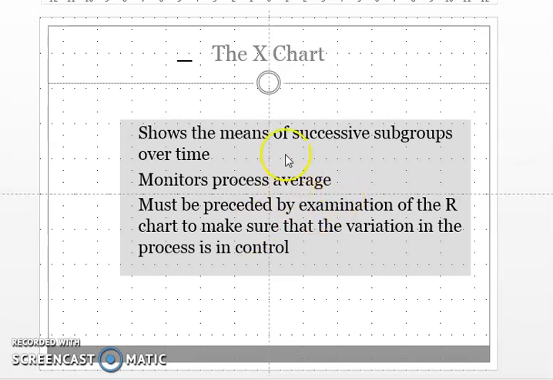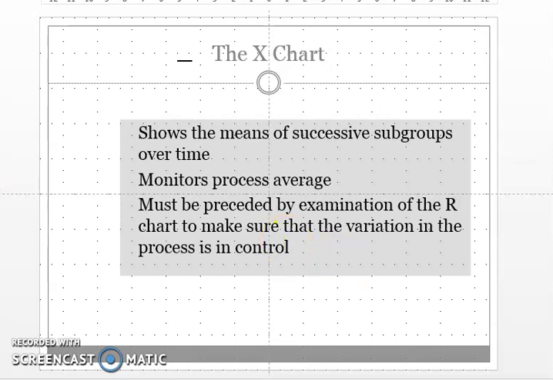First, the X bar chart shows means of successive subgroups over time. It monitors process average and must be preceded by examination of R chart so that you can make sure that the variation in the process is in control. It means you have to use both the X bar chart and R chart to reach some conclusion.